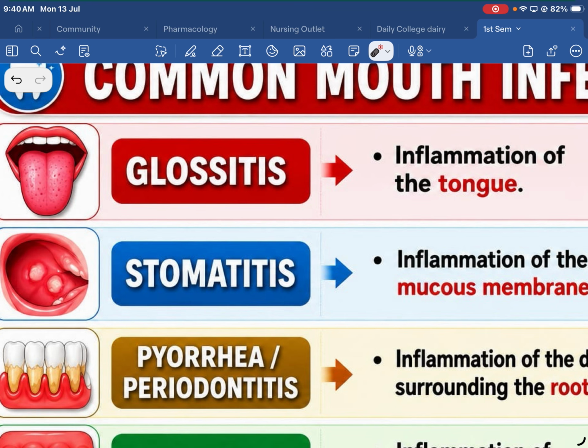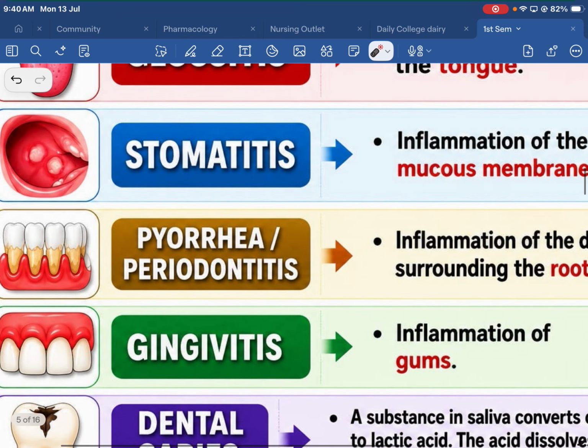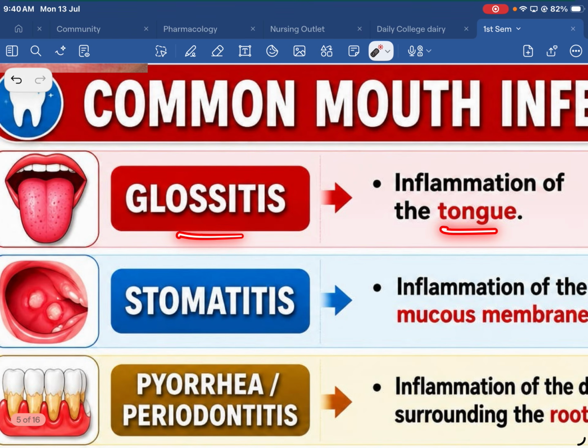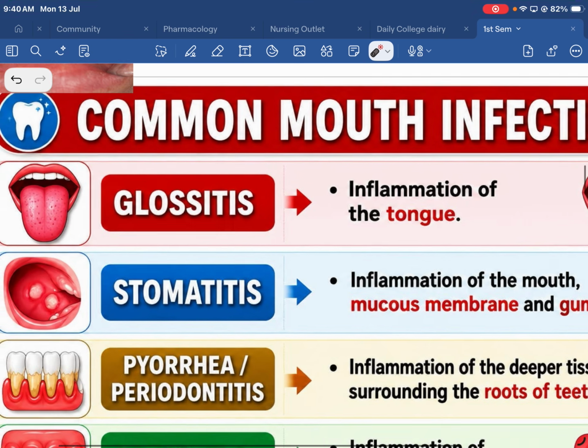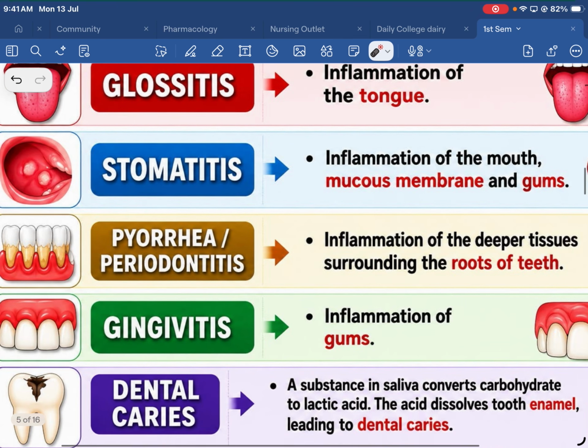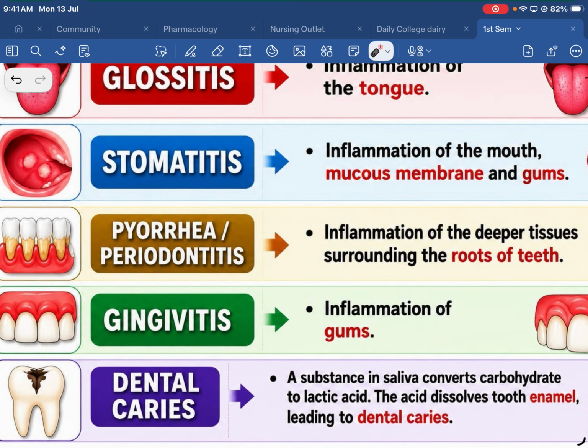Under that, the sub infections are glossitis, and gum infection is gingivitis. Here gingivitis is there, right? So first we will see glossitis, that is inflammation of the tongue. Stomatitis means inflammation of the mouth, mucous membrane and gums. Clear? Okay. So pyorrhea, or else we can call periodontitis. Periodontal, that means the deeper tissues of the root of the teeth get infection or inflammation. That we can call pyorrhea or periodontitis. Understood?